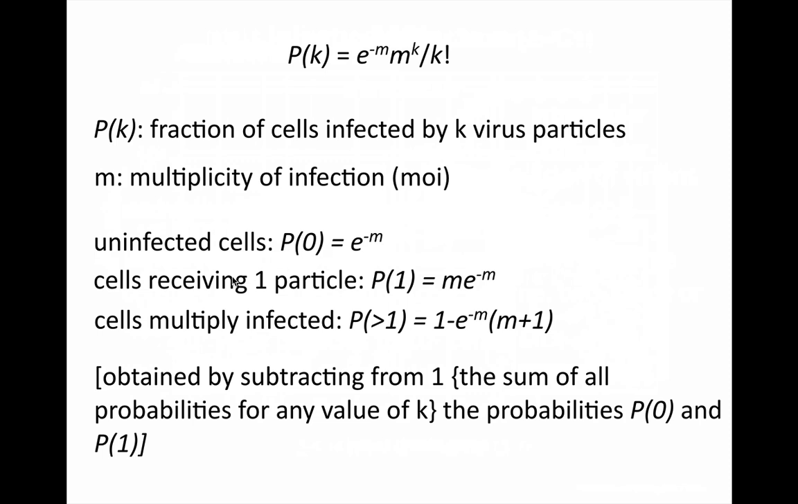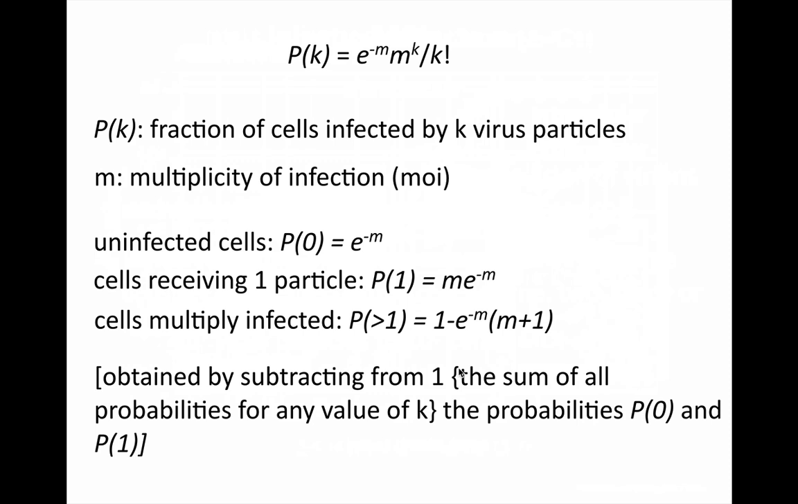Very simple, straightforward. If you want to know how many cells get 1 particle, P_1 is m times e to the minus m. So you simply multiply e to the minus m times the multiplicity. And if you want to know how many cells get more than 1 virus particle, that is 1 minus e to the minus m times m plus 1. And what this is, we're subtracting from 1 the sum of all probabilities for any value of k, the probabilities of P_0 and P_1. So that's P_0 and P_1, right? So we're just simply taking 1 and subtracting how many get 0 and how many get 1 particle. So that gives us more than 1.